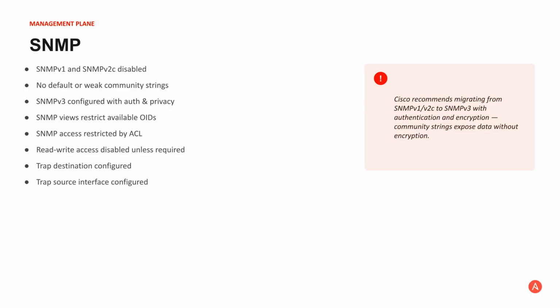When assessing SNMP, we prioritize migrating from older, insecure versions to SNMP v3 with proper authentication and encryption. Our framework checks for secure community strings, OID restrictions, and valid ACLs. We also verify that trap sources and destinations are correctly configured to maintain visibility.